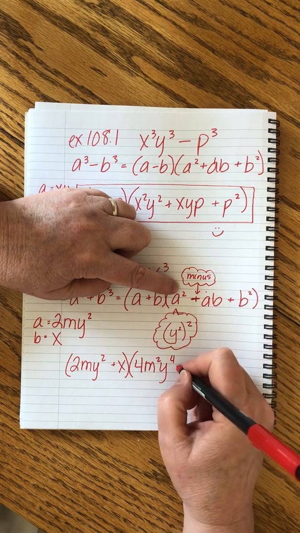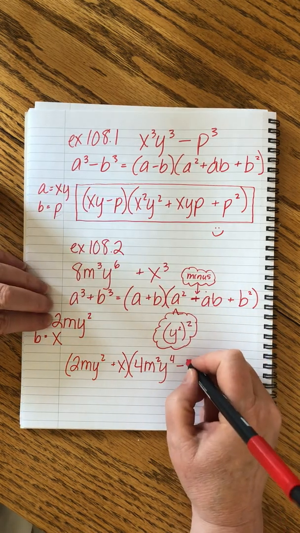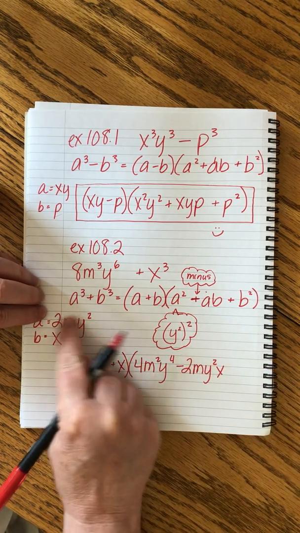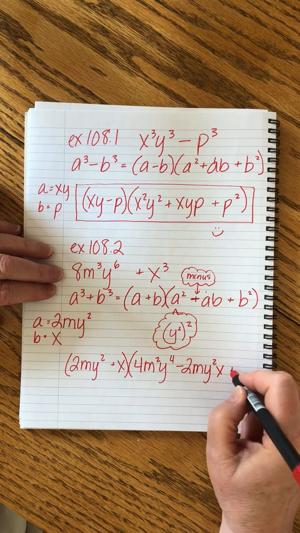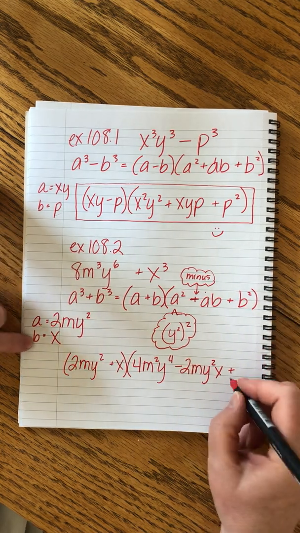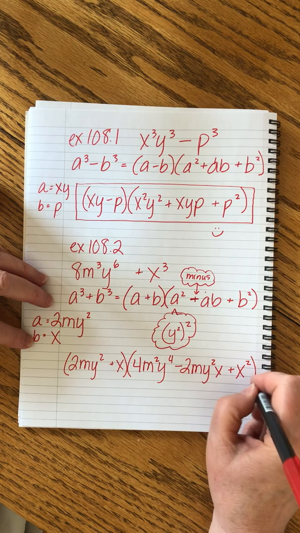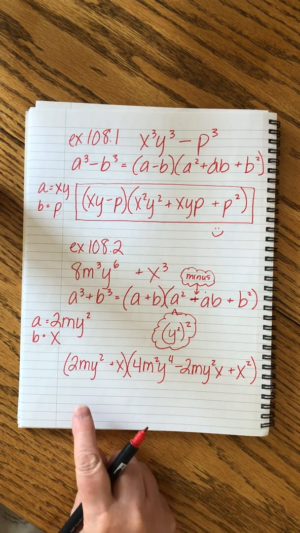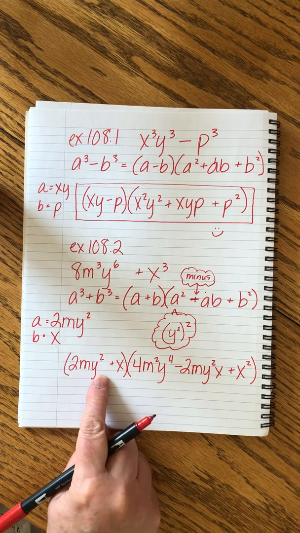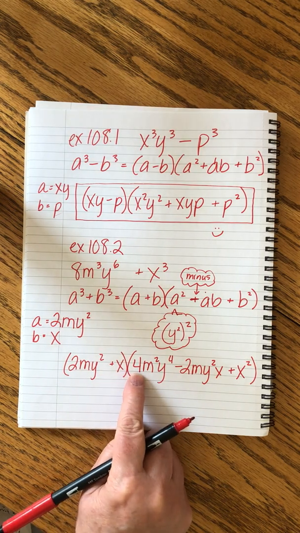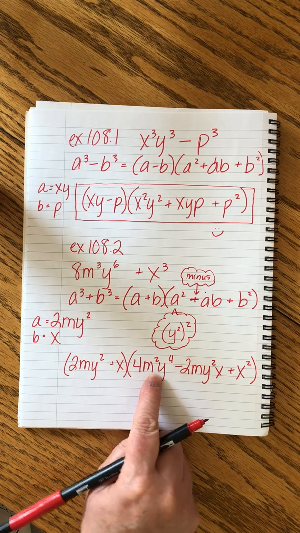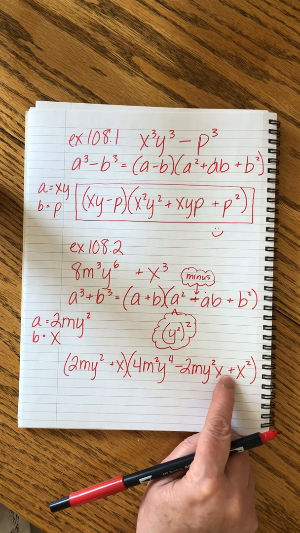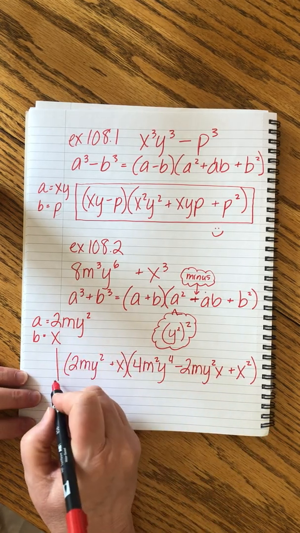Okay, and then minus a times b. Again, I think it's helpful if I don't alphabetize it. I just write it in order so you can see, oh yeah, it's just both of them. Plus b squared, our b is x. So that's x squared. Let me double check. Make sure I got it right. 2my squared plus x, quantity 4m squared y to the 4th minus 2my squared x plus x squared. Yay!